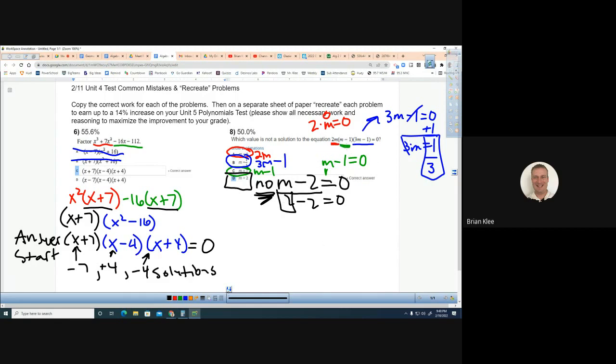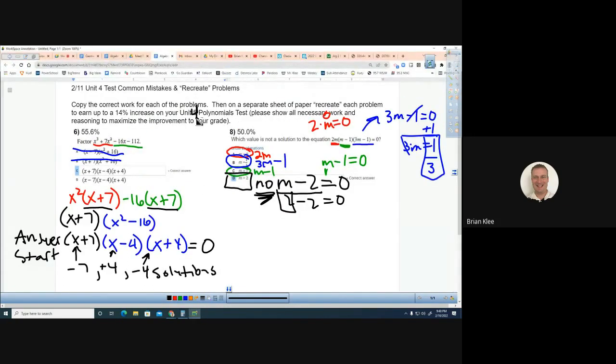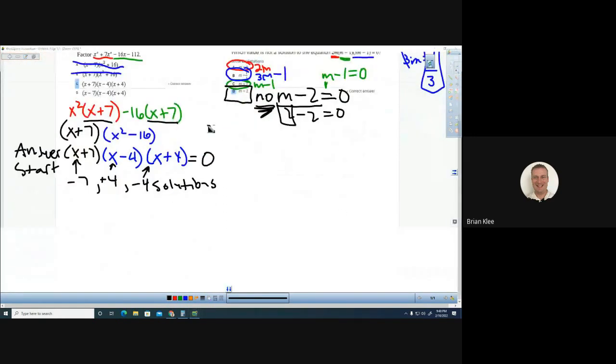So the recreate problem, to earn up to 14% back on your, it says unit 5, I should change that to 4. To earn points back, you are not allowed to use 4s, 7s, and 1s. No 4s, 7s, and 1s. So I'm going to demonstrate. I strongly recommend you use the same term, but as a positive and negative.